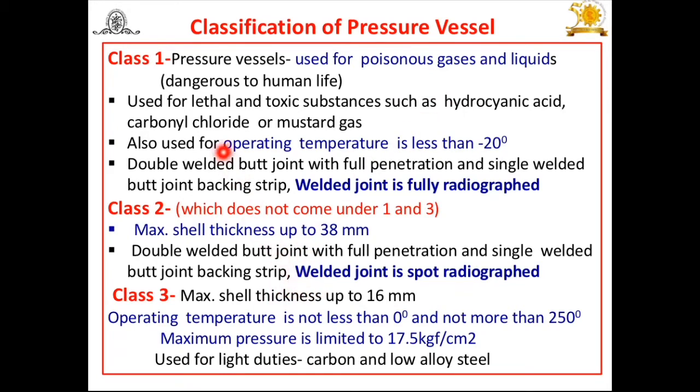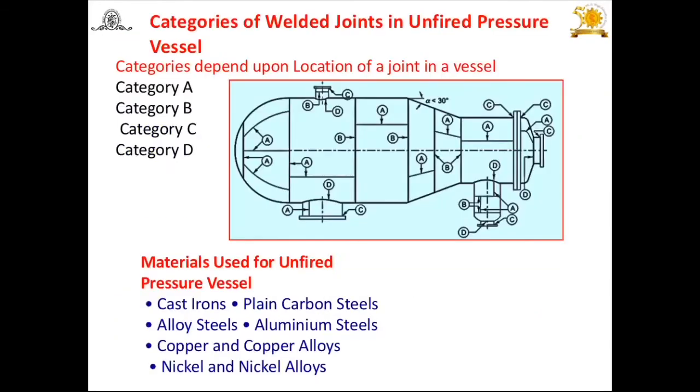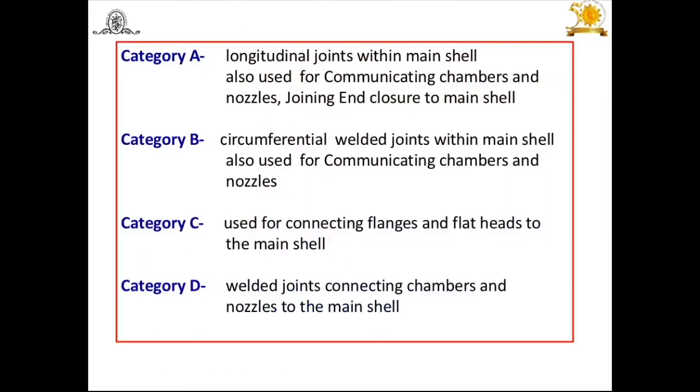And another important one: in class 1 pressure vessel, all welded joints are fully radiographed or checked. But in class 2, welded joints are spot radiographed. Then another, class 3 pressure vessel. Now here, the maximum shell thickness is up to 16 mm. The operating temperature is not less than 0 degrees, that means from above 0 up to 250, and maximum pressure is limited to 17.5 kg per square centimeter. These class 3 pressure vessels are used for light duties, and they are made of carbon and low alloy steel.